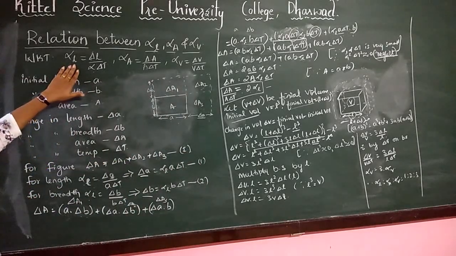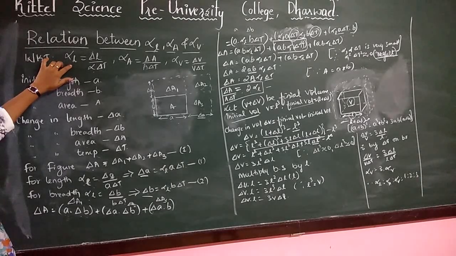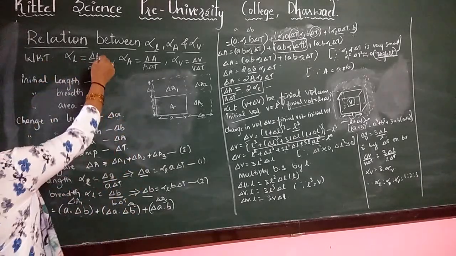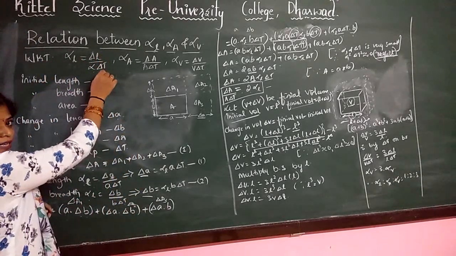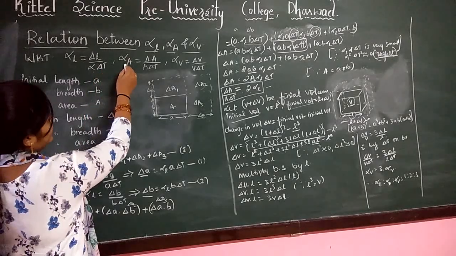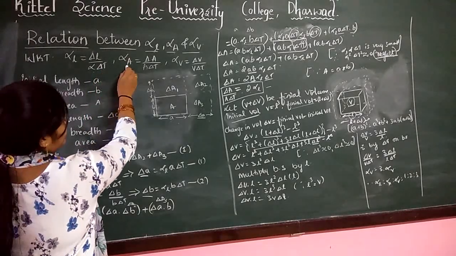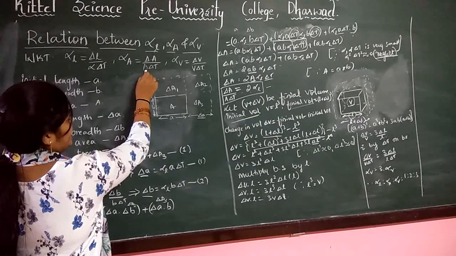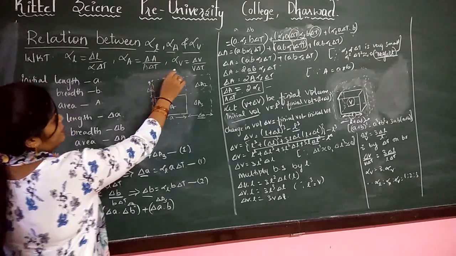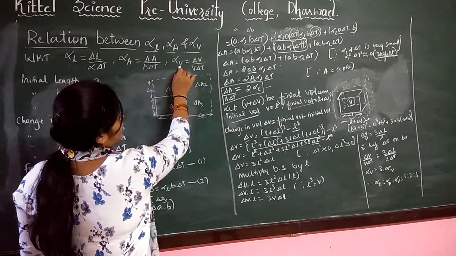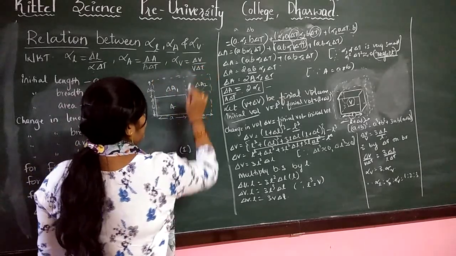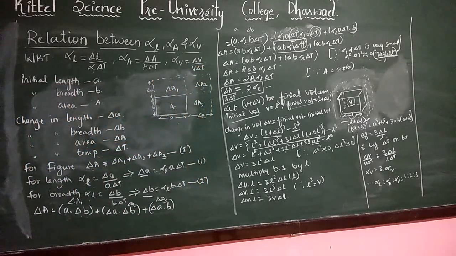This is the coefficient of linear expansion, that is alpha L, which equals delta L divided by L into delta T, and the coefficient of area expansion, which is delta A divided by A into delta T. Similarly, the coefficient of volume expansion is delta V divided by V into delta T.